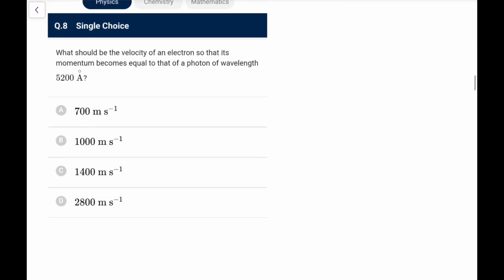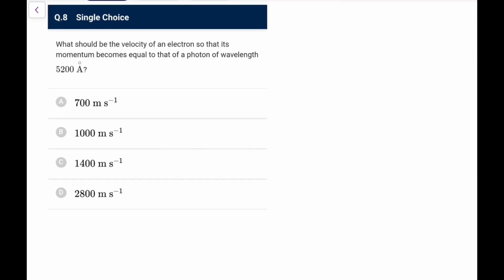Next one. What should be the velocity of an electron so that the momentum becomes equal to that of a photon of wavelength this much? So the momentum of a photon, you know, is equal to E by c, which is h by lambda. So momentum of the electron, p, is given by lambda equals h by p, so the momentum should become the same. P of electron is equal to mv. So v of electron would be h upon m lambda.